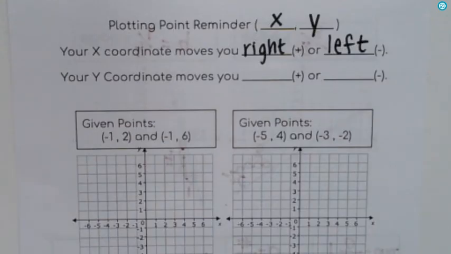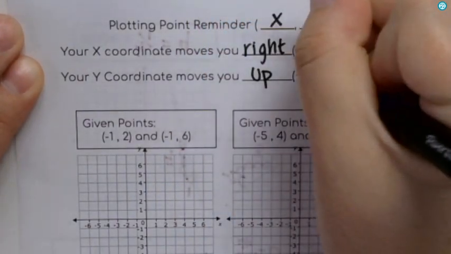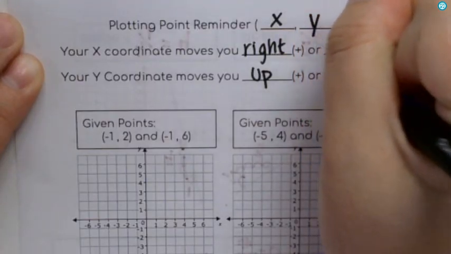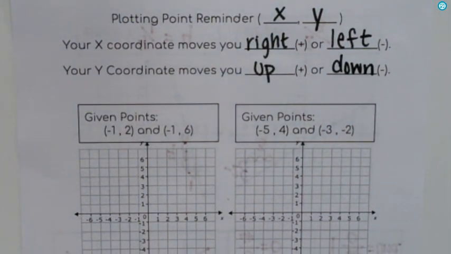Your y coordinate moves you up or down. So it's up if it's positive, which makes sense, and it's down if it's negative. So that one's kind of like an elevator. Going up, up, up, it would be positive, and then negative to a basement would be down.